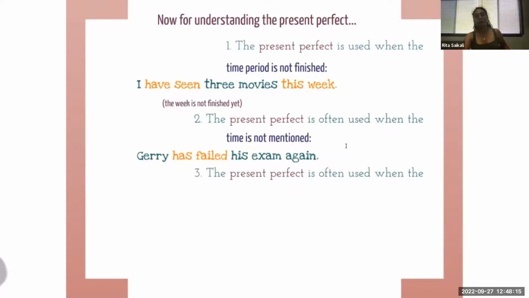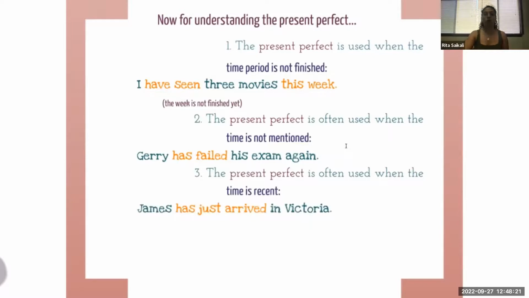Three, the present perfect is often used when the time is recent. So James has just arrived in Victoria. That was very recent, right? Gary has failed his exam again. That's something that's recent. Cool? So in that sense, if it's recent, we don't really care when exactly. It's also present perfect.